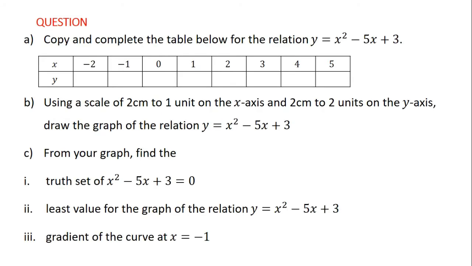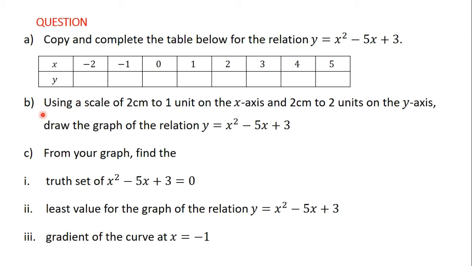The question for this video is: copy and complete the table below for the relation y is equal to x squared minus 5x plus 3. So you have been given this table with x values ranging from minus 2 to 5. So you substitute each one of these x values into the relation to get its corresponding y value.